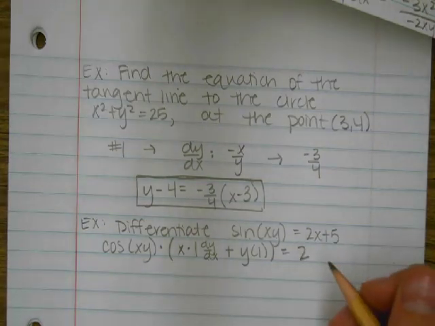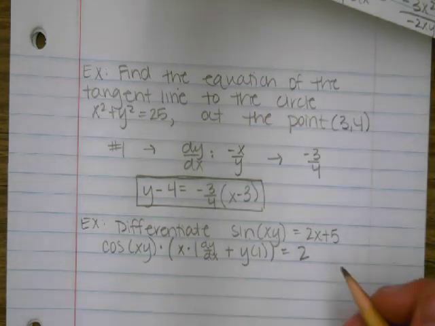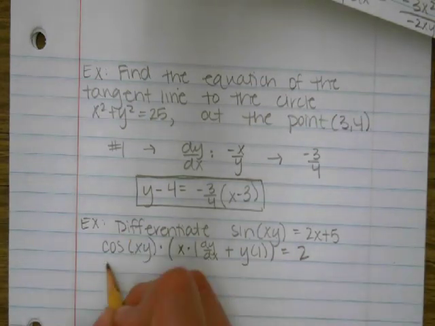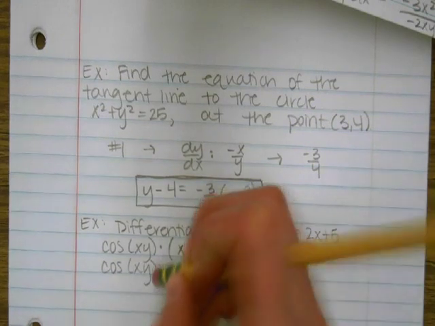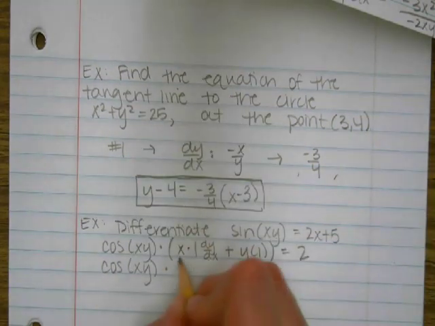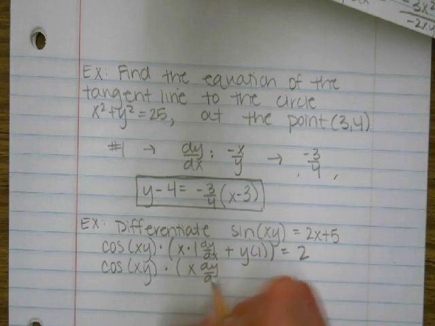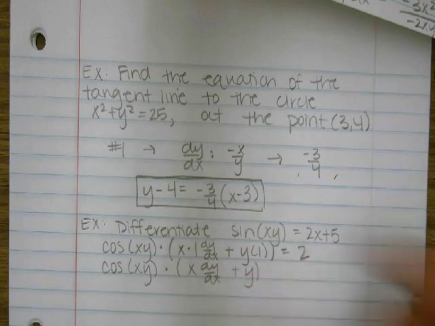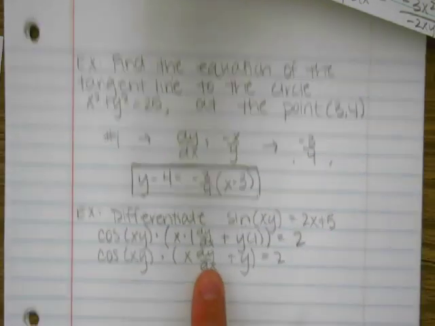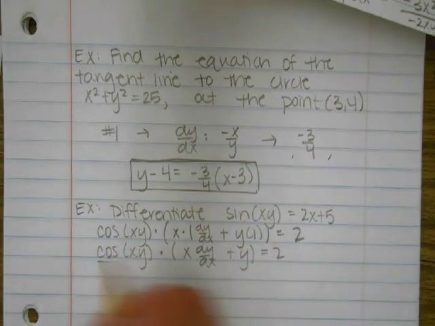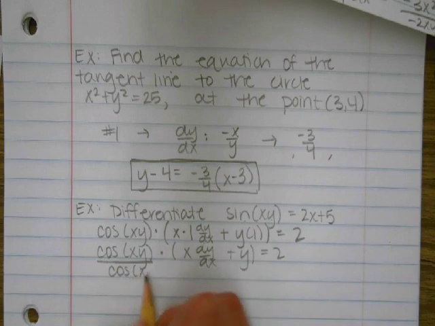Okay, so at this point, again, we have to solve for dy/dx. So I'm going to clean things up a little bit. Cos of xy times (x dy/dx plus y) equals 2. So we are moving stuff away from dy/dx. The first thing I can move away is that cos.